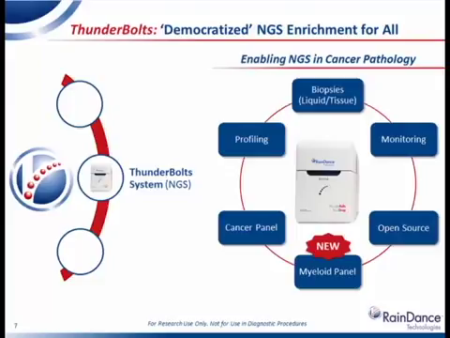And specifically, we have launched a solid tumor cancer panel last year. And earlier this year, we released an open source option. It is an option of consumables to allow customers the flexibility to build their own ThunderBolts assay for NGS analysis of their cancer samples. Today, we'll be talking about the new Myeloid panel. It's a heme malignancy panel that both Jeff and Eric will be giving you a good overview of today.